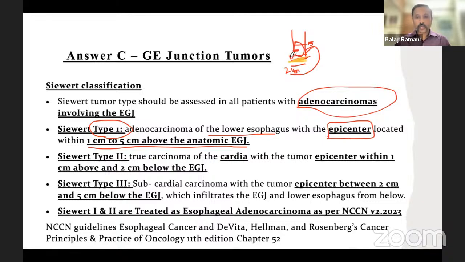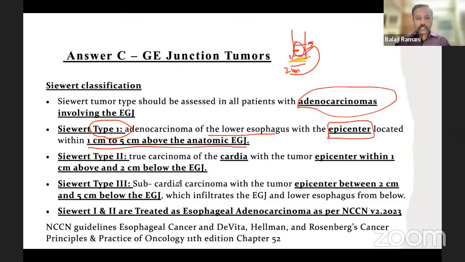So if you take it as 1 centimeter above and 2 centimeter below, then if you have a tumor arising in that area, and the center of the tumor lies in this area, that is a true carcinoma of the cardia or the OG junction. And this one lies between 1 centimeter above and 2 centimeter below the OG junction.